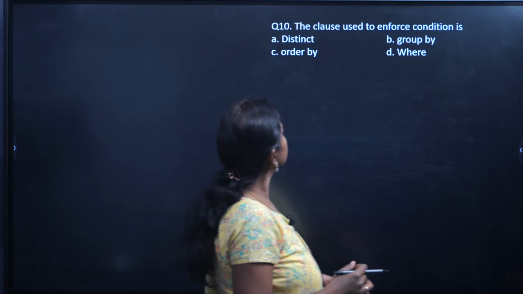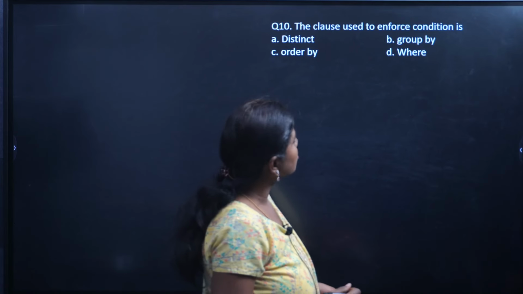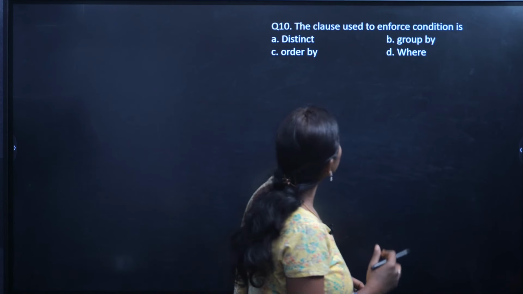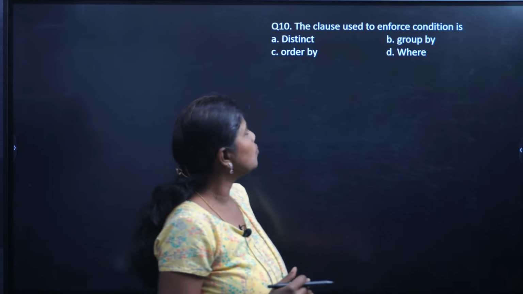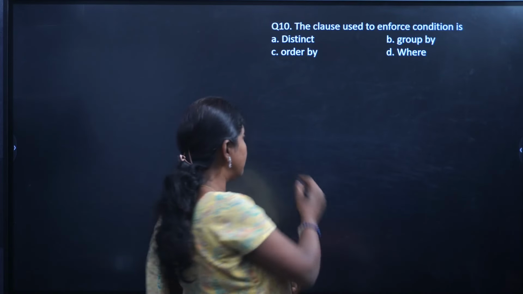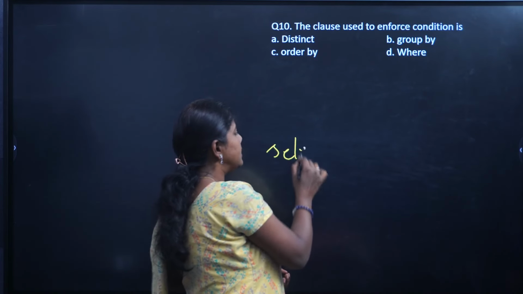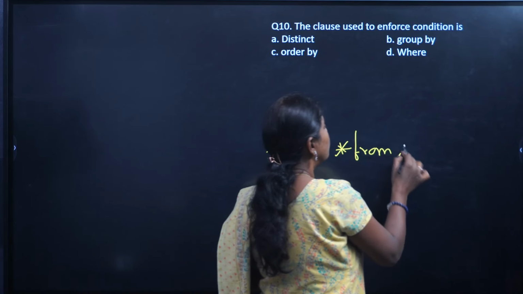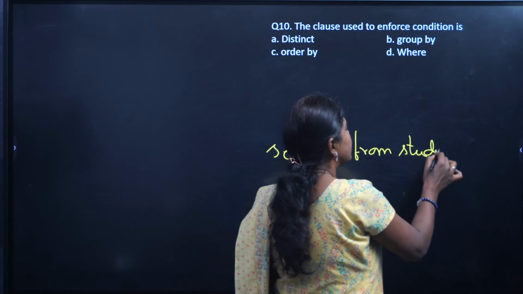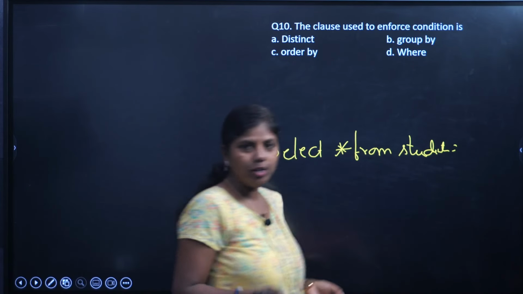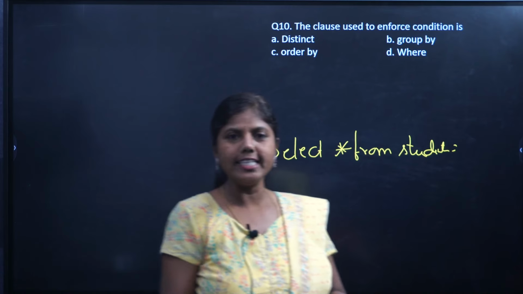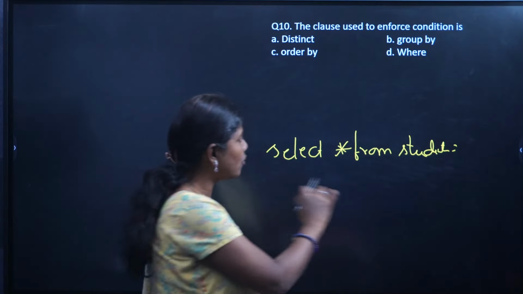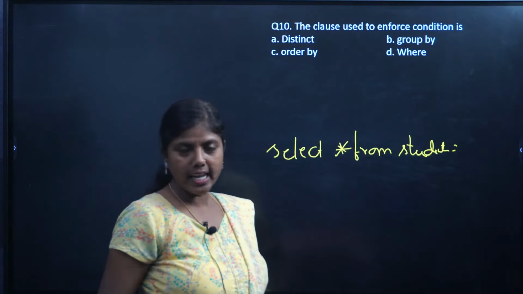The clause, sorry, it's not the cause, it's the clause. I'm not able to read properly. The clause used to enforce a condition is what? For example, there is a statement here: select star from student. I just want to know the details of the students who are watching this video. Select star from student gives all the student details.